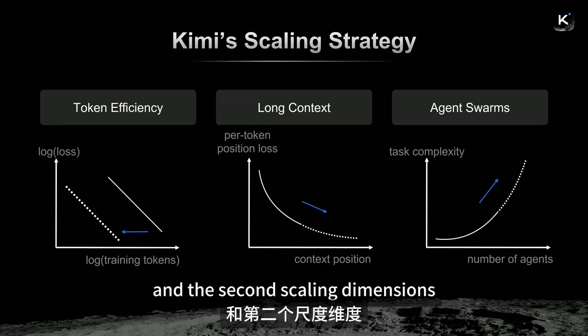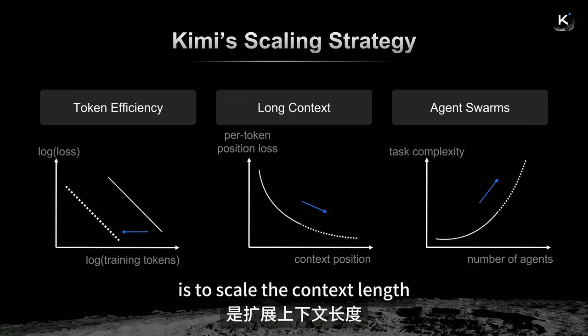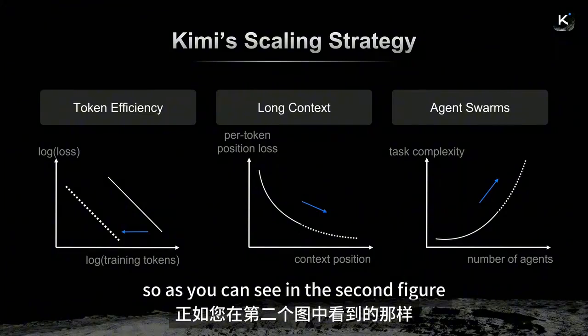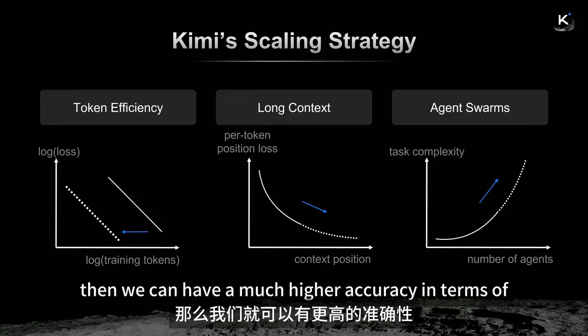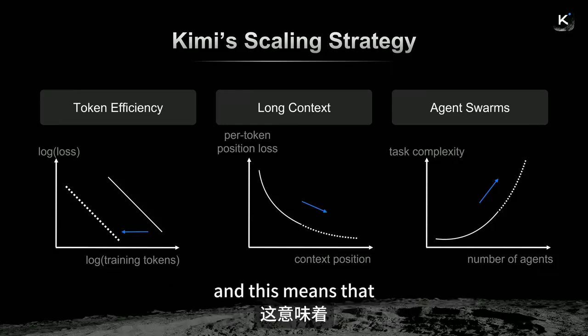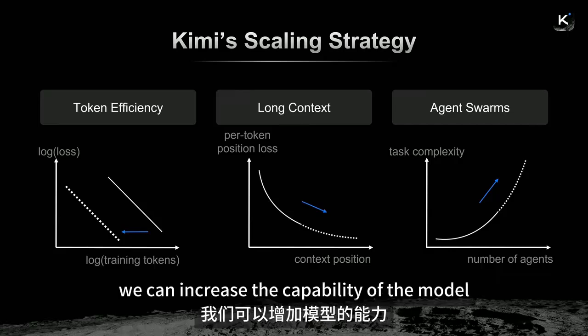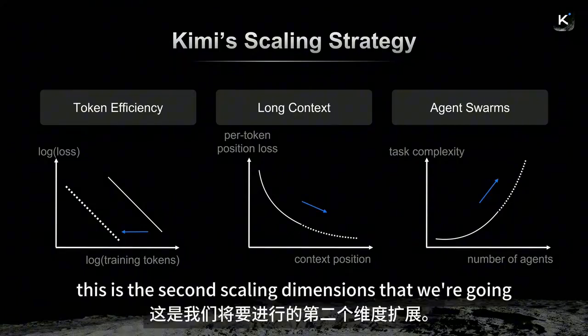And the second scaling dimension that we're very interested in is to scale the context length. As you can see in the second figure, if we increase the context length, then we can have a much higher accuracy in terms of predicting the token loss at a given position. And this means that we can increase the capability of the model to achieve more complex tasks by increasing the context length. So this is the second scaling dimension that we're going to talk about.